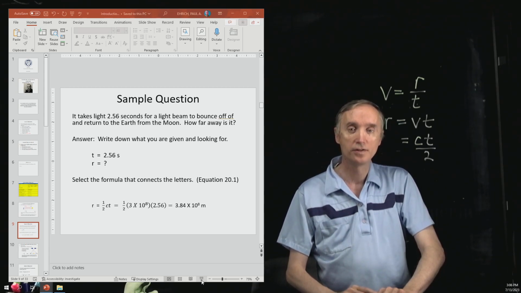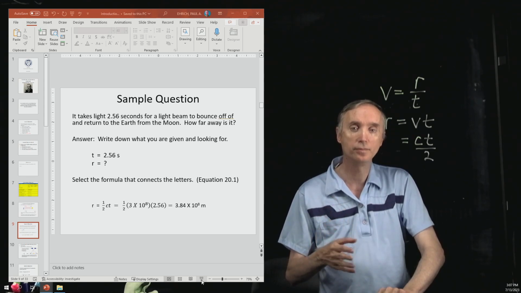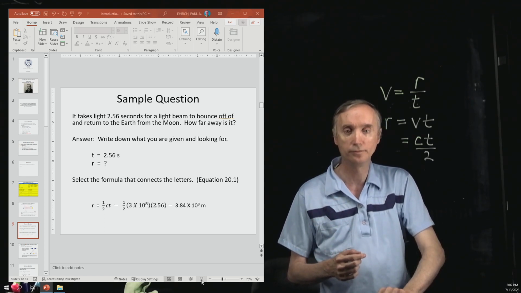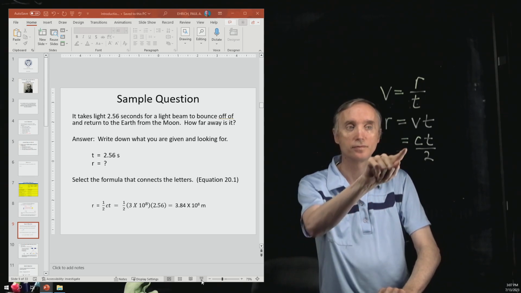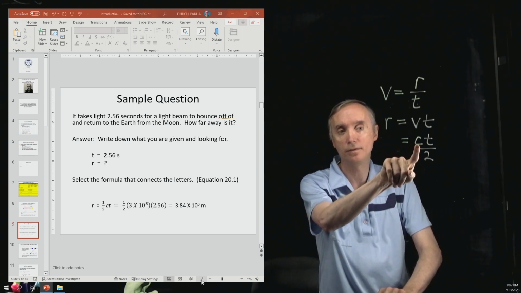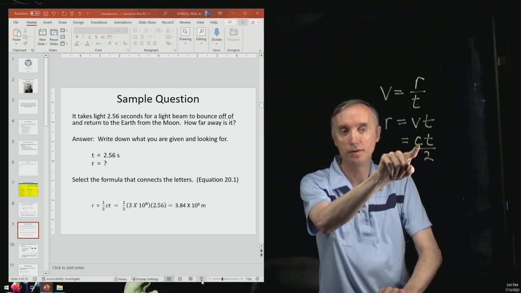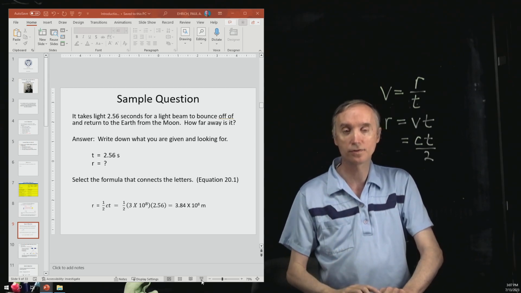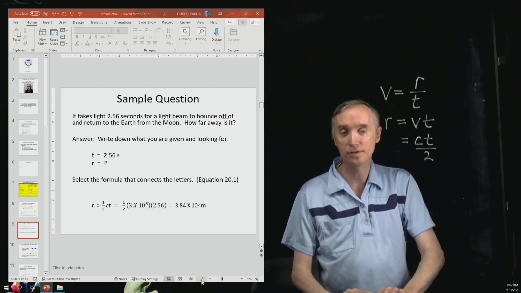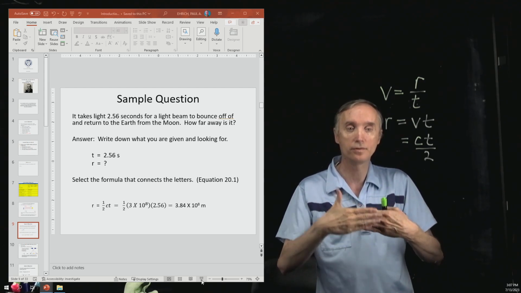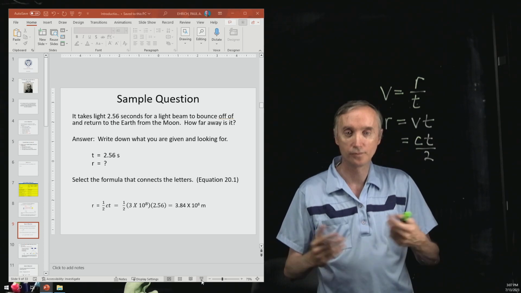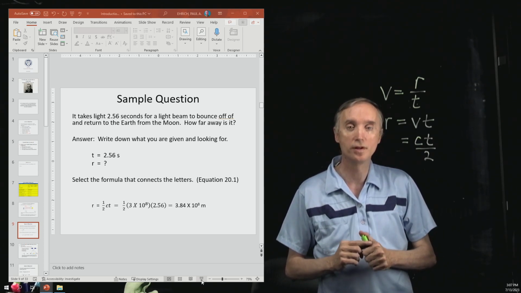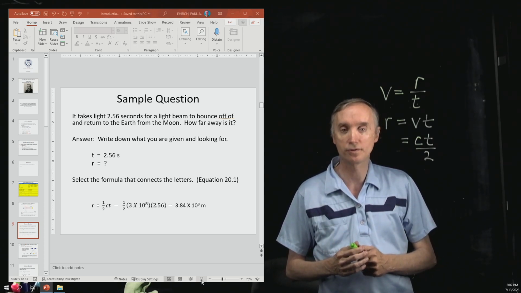We take our time, plug it into the formula, equation 20.1, insert 3 times 10 to the 8th meters per second for the speed of light, and solve it. It turns out to be 3.84 times 10 to the 8th meters. That would be the distance from Earth to the Moon. So that's an example of how you would use this particular technique to measure a distance.